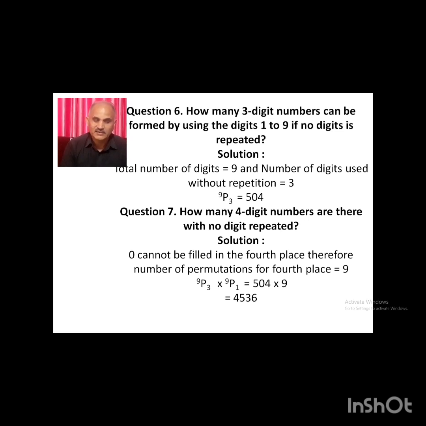Next, question number 7, how many 4-digit numbers can be formed when the digits are not repeated? I mean the repetition is not allowed. So the total number of digits is 10, but 0 cannot be filled in the 1000 place. So therefore 0 cannot be filled in the 4th place. Therefore the number of permutations for the 4th place is 9. So 9P1 multiply 9P3 is equal to 504 multiply 9 is equal to 4536.